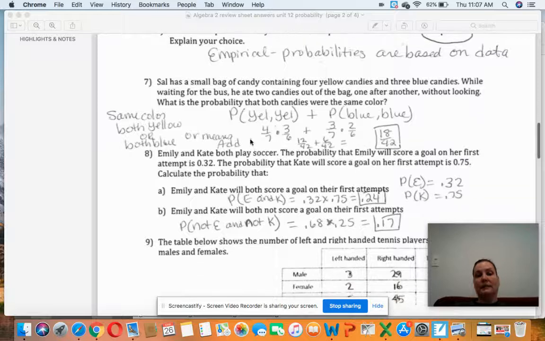Question 7. Sal has a small bag of candy. He has 4 yellow candies and 3 blue candies. While waiting for the bus, he ate 2 candies out of the bag, one after another, without looking. What is the probability that both candies were the same color?